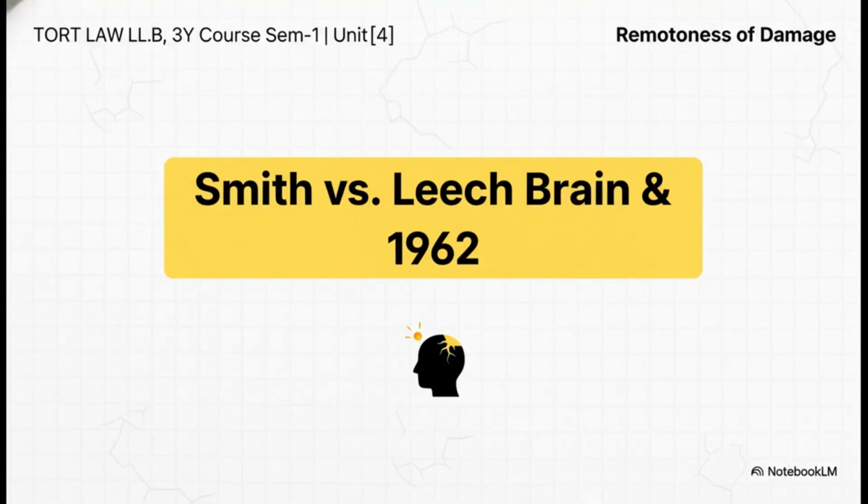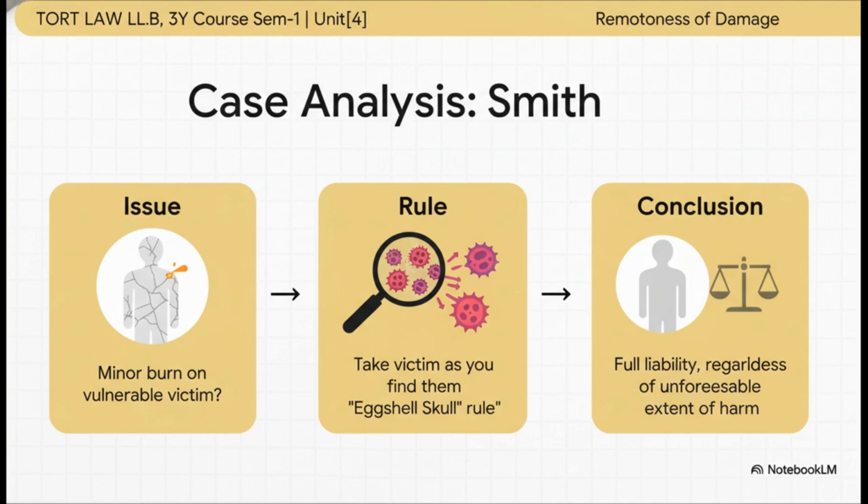The landmark case that exemplifies the eggshell skull rule is Smith v. Leachbrain and Company Limited, cited as 1962, 2 Queen's Bench, page 405. In our analysis of Smith versus Leachbrain, the issue was whether an employer is liable when a minor burn to an employee triggers a fatal cancer due to a pre-existing condition. The court applied the rule that a defendant cannot plead that the victim's physical weakness made the damage too remote. As a result, the employer was held fully liable for the employee's death, even though that outcome was not foreseeable to a person without the pre-existing condition.